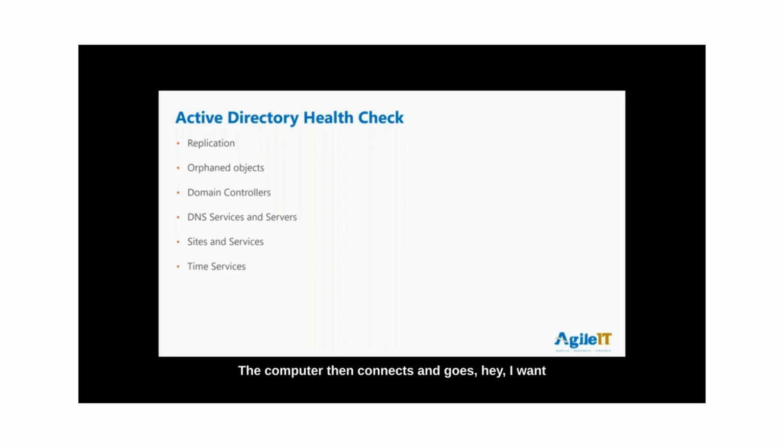The computer then connects and goes, hey, I want to authenticate, because the computer has its own account, and it goes to that list, right? Oh, there's 5 things. First one, can't get connected. Second one, can't get connected. Third one, can't get connected. Fourth one, can't get connected. Fifth one, oh, fifth one works, right? So that's part of the delay, right?